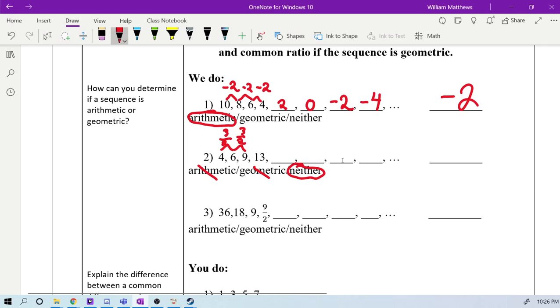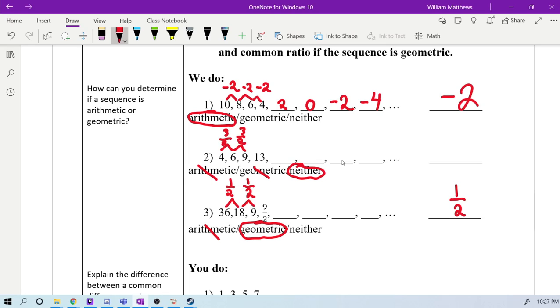For our last one, if we went by arithmetic, this would be adding a negative 18. And our next one would be negative 9 added, which does not work out. So we know arithmetic is out. If we do geometric, it is going to be 1/2. Yet again, multiplying by 1/2 would give us 9. Multiplying 9 by 1/2 would give us 9 over 2. So this time we have a geometric. Our common ratio is going to be 1/2.